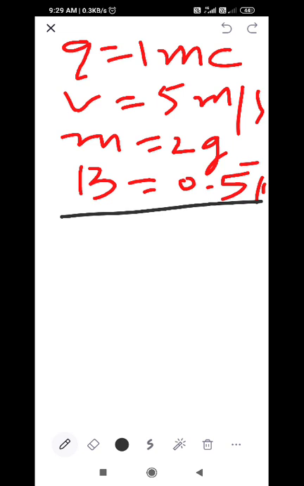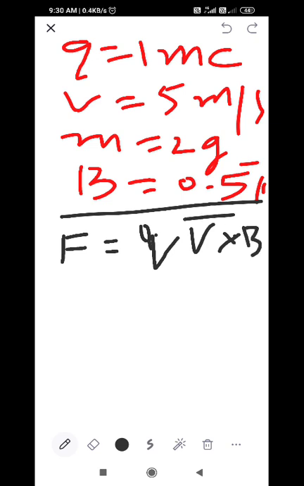We know that the magnetic force acting on a particle moving through a magnetic field is Q V cross B. So it is equal to Q V B sine 90. Sine 90 is 1, so the force is equal to Q V B, and it will be perpendicular to the V cross B.